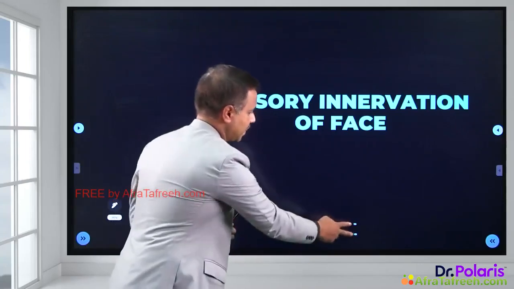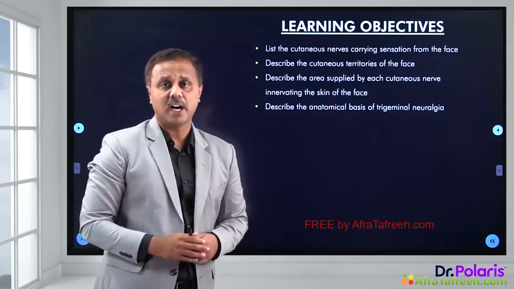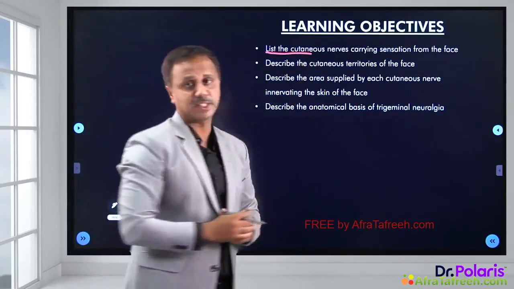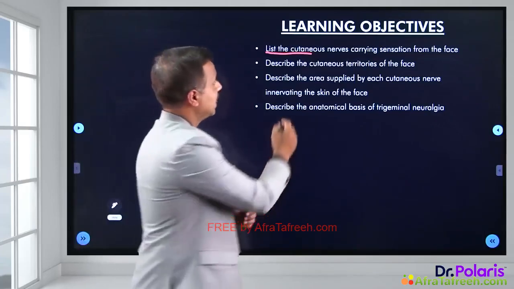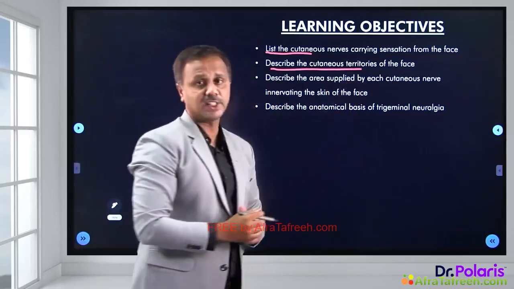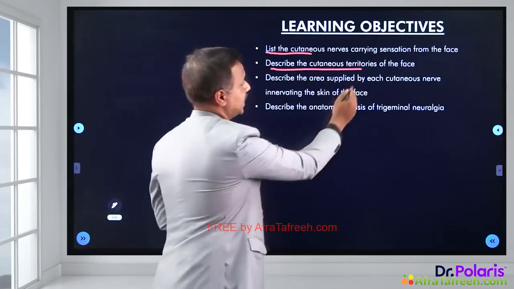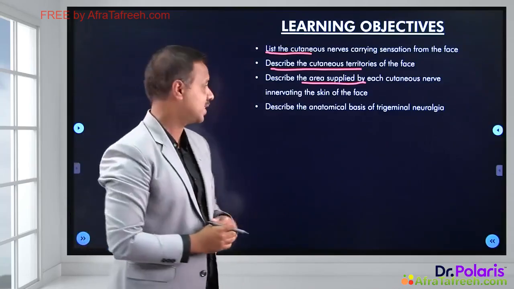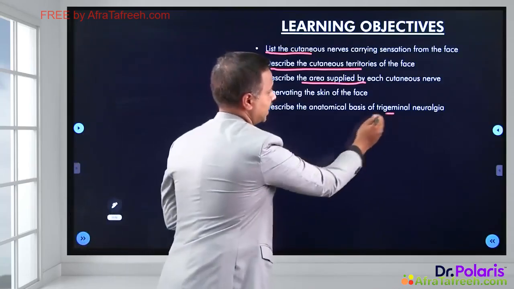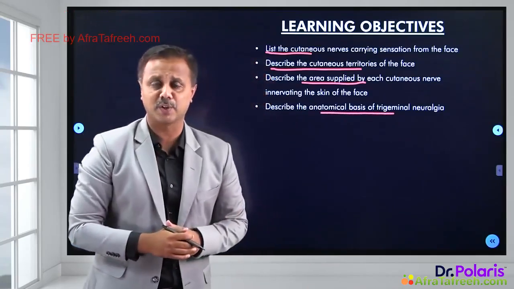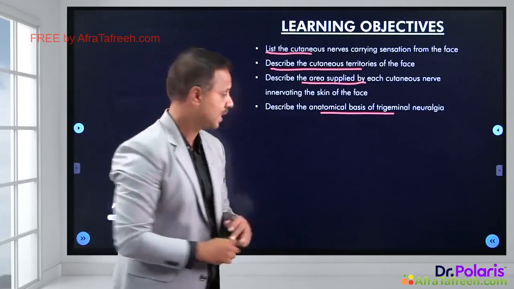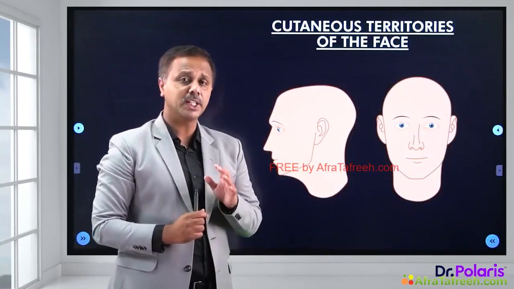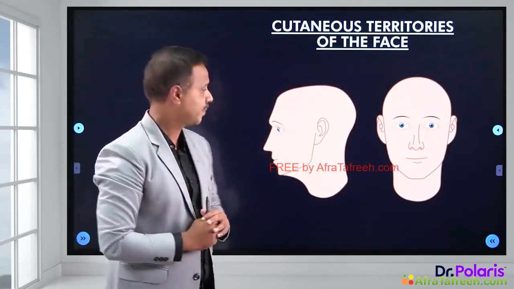The learning objectives for this session are, at the end of this session, you should be able to list the cutaneous nerves innervating the face, describe the cutaneous territories of the face, describe the area supplied by each of the cutaneous nerves innervating the face, and also describe the anatomical basis for a clinical condition known as trigeminal neuralgia. Let's begin with knowing what the cutaneous territories of the face are.